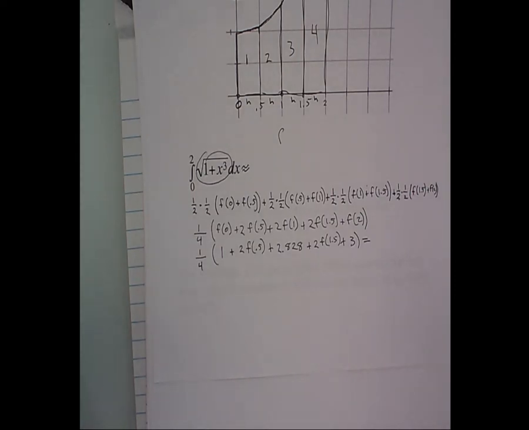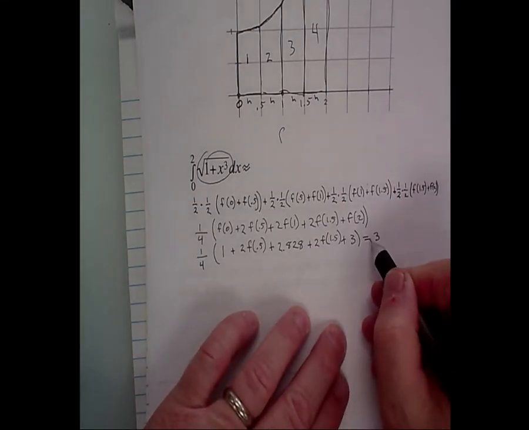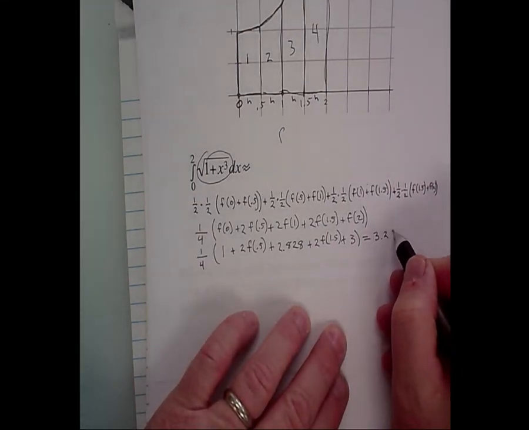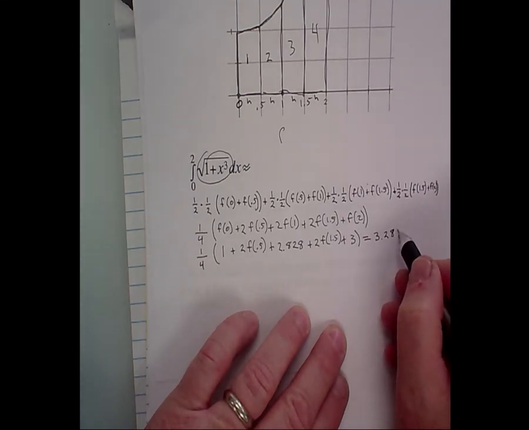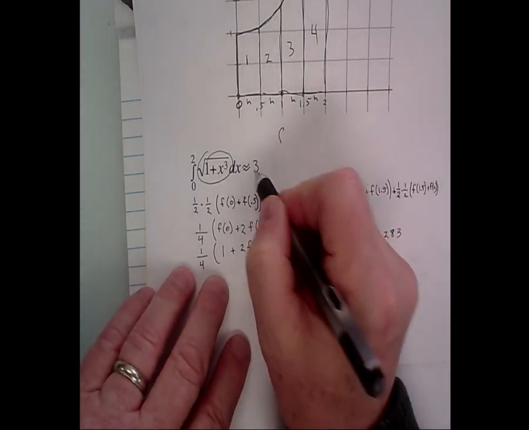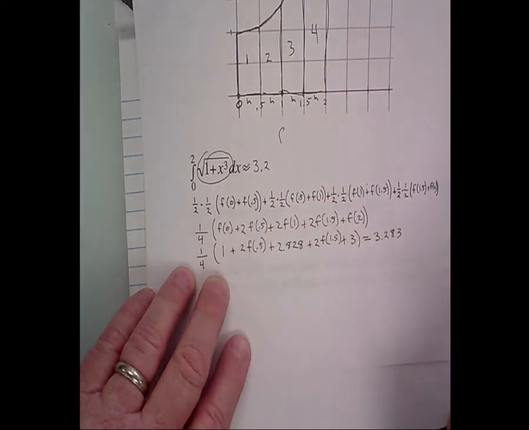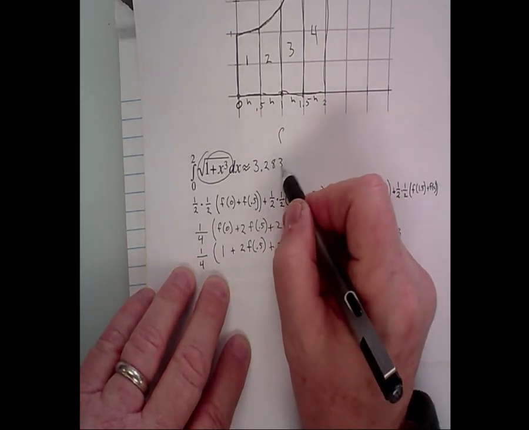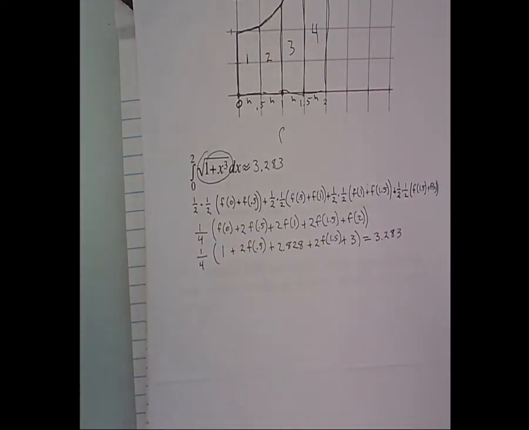Is it 3 point something? Yeah, I got 3.28. 3.28, you said 3? Yeah, 3. So we'll go with that. I think that's correct. So it's approximately 3.283. Okay? Now, everybody okay on that? I'm going to generalize it.